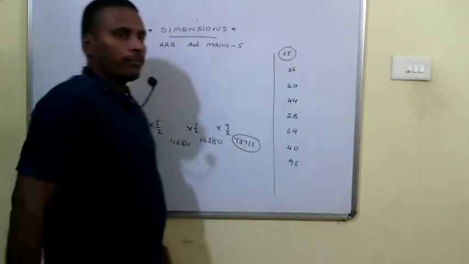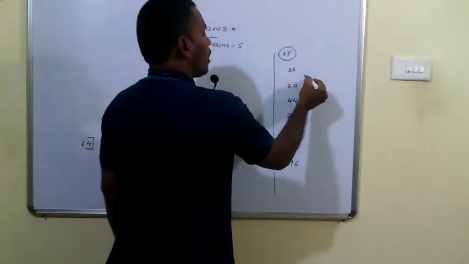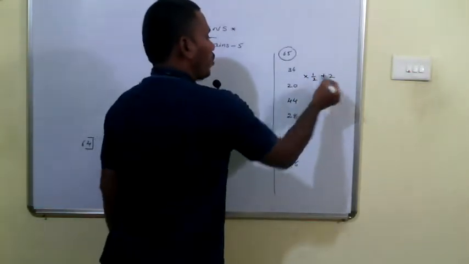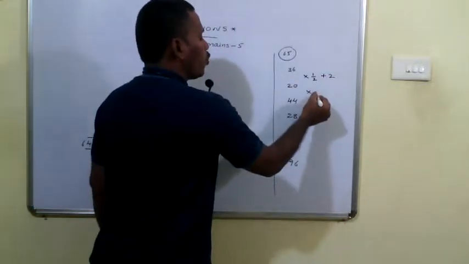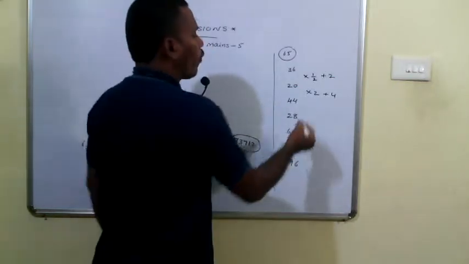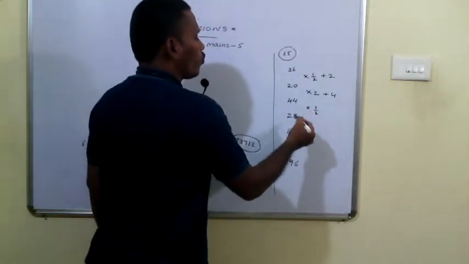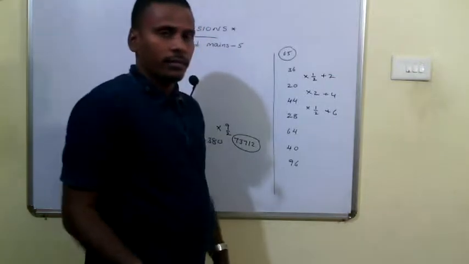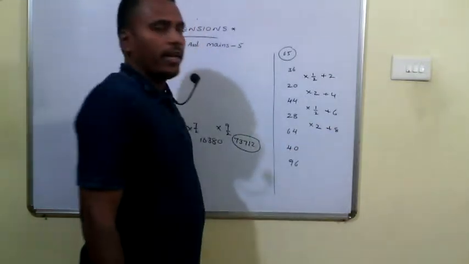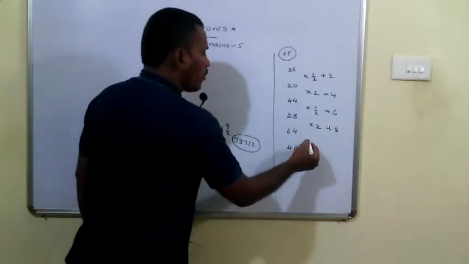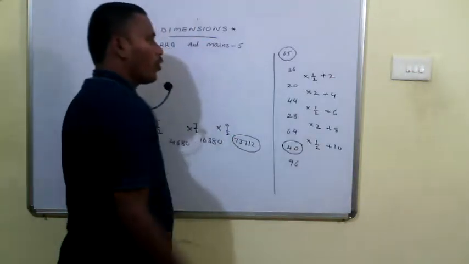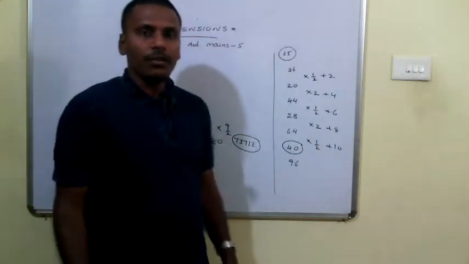Then coming to 65, 36, you just multiply 36 with half. 36 into 1 by 2 is 18 plus 2 is 20. And then 20 into 2 is 40 plus 4 is 44. And then 44 into 1 by 2 is 22 plus 6 is 28. And then this 28 into 2 is 56. 56 plus 8 is 64. And then 64 into 1 by 2 is 32 plus 10 is 42, but it is given as 40. So the wrong number of the series is 40.